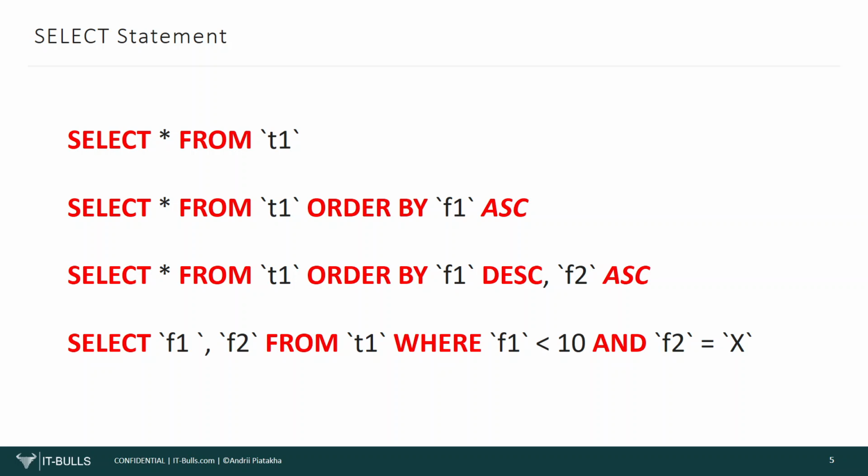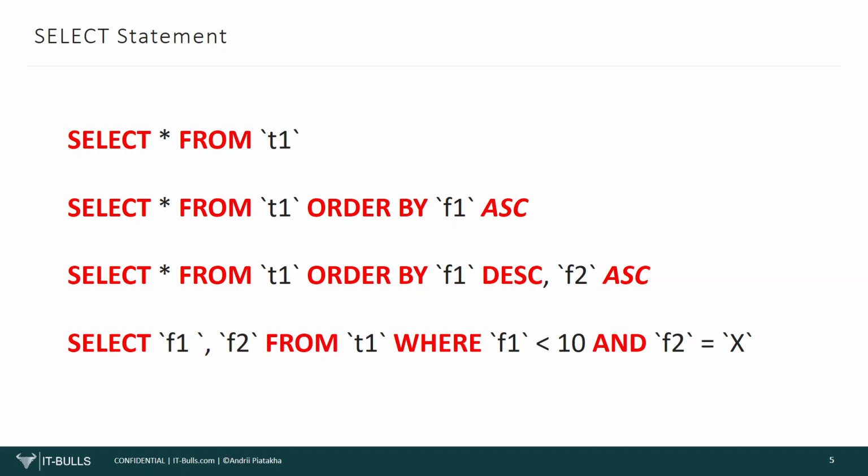You can sort all rows by 2 or more columns if needed. Just list the columns that you want to use for sorting, separated by commas. Like in the example on the slide, you want to sort all rows by field 1 in descending order and by field 2 in ascending order.